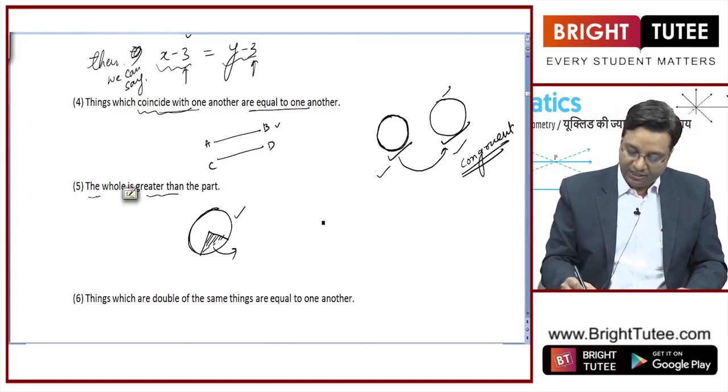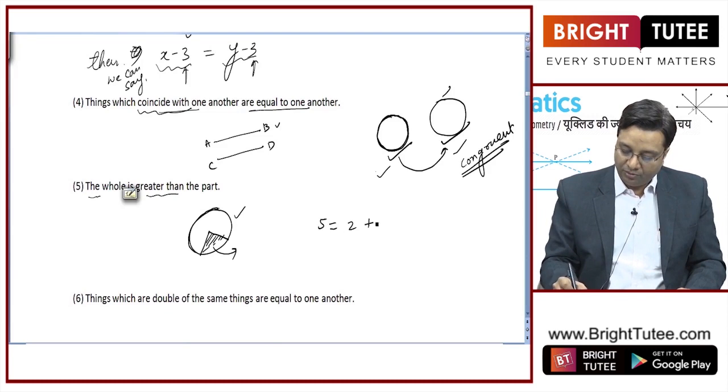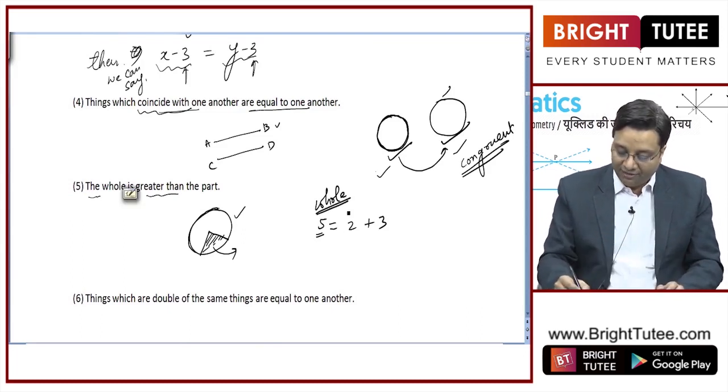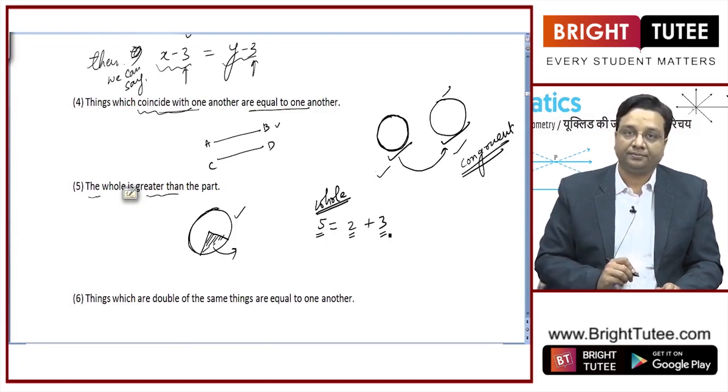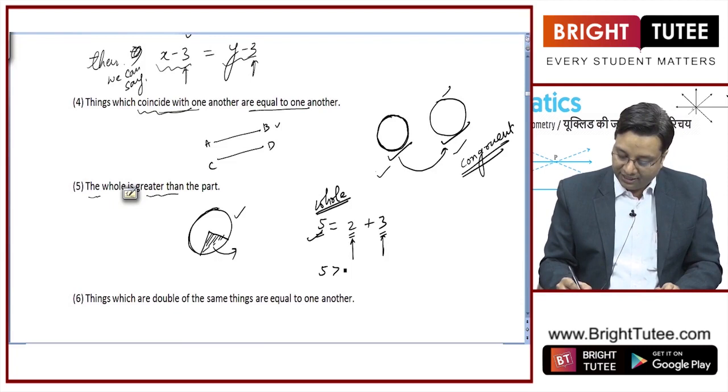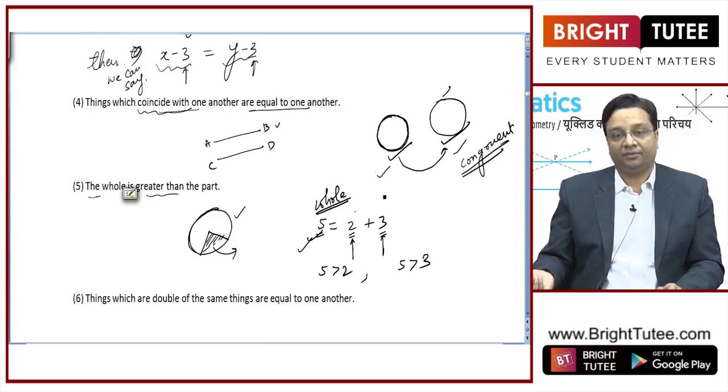So, if I say 5 is equal to 2 plus 3, I have divided 5, which is the whole, or the entire thing that I have with me right now, into two parts, 2 plus 3. Now, this is a part and this is another part. So, this whole 5 is greater than 2, 5 is also greater than 3. So, whole is greater than part.